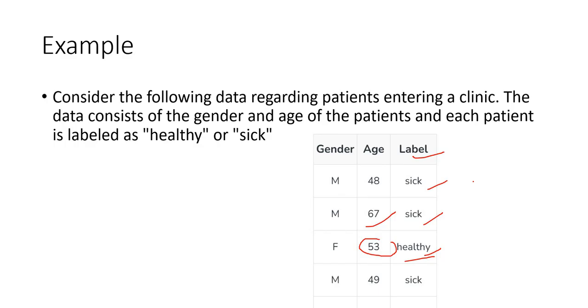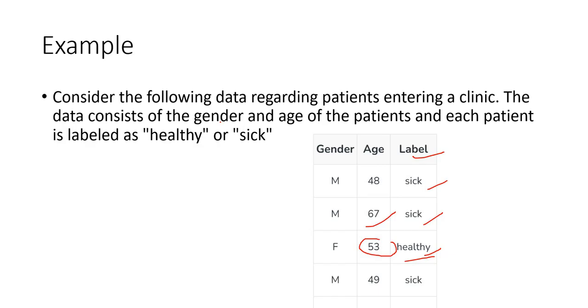So how would a model use this data? In machine learning, gender may be encoded numerically. For example, M is equal to 1 and F is equal to 0. Age is already numerical. The model learns a rule like: if age is above a certain threshold, the patient is sick, otherwise healthy. Different algorithms learn this rule in different ways.